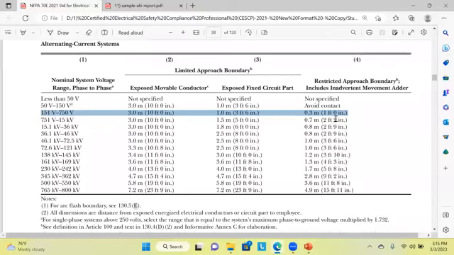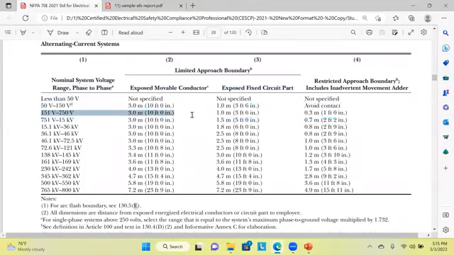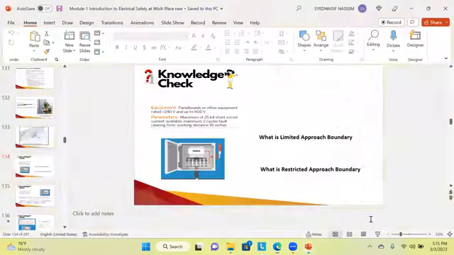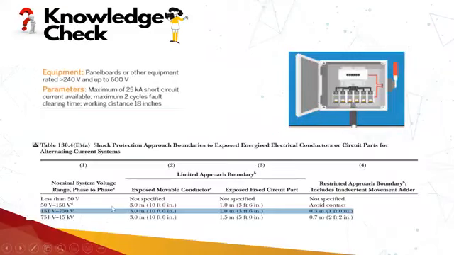If in case the range was from 240 volts to 1 kV, we would use the highest voltage level. So 1 kV would fall under this range, and we would answer that the limited approach boundary will be 5 feet and the restricted approach boundary will be 2 feet. But in this case, 240 to 600 volts is within this range, so we will answer 3 feet 6 inches and 1 foot. Other information is not relevant when calculating the limited approach boundary and the restricted approach boundary.